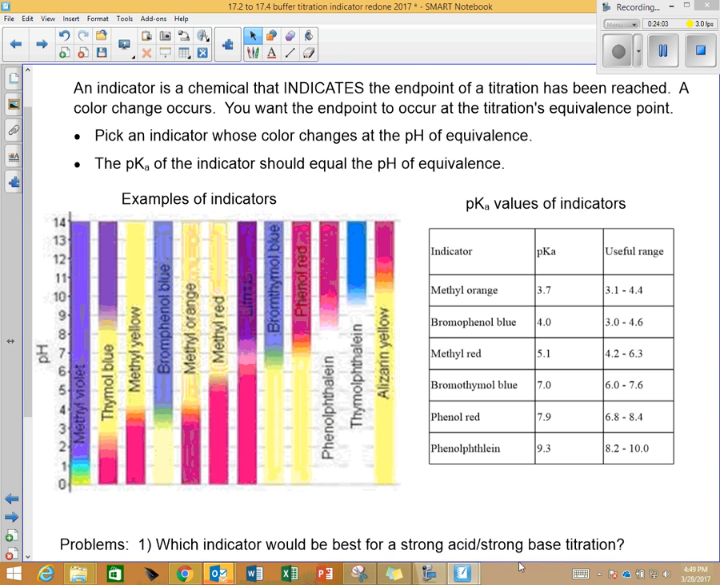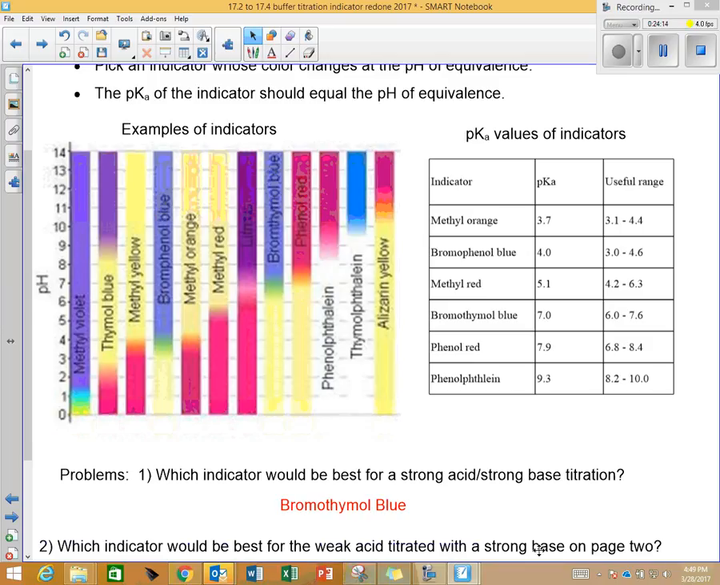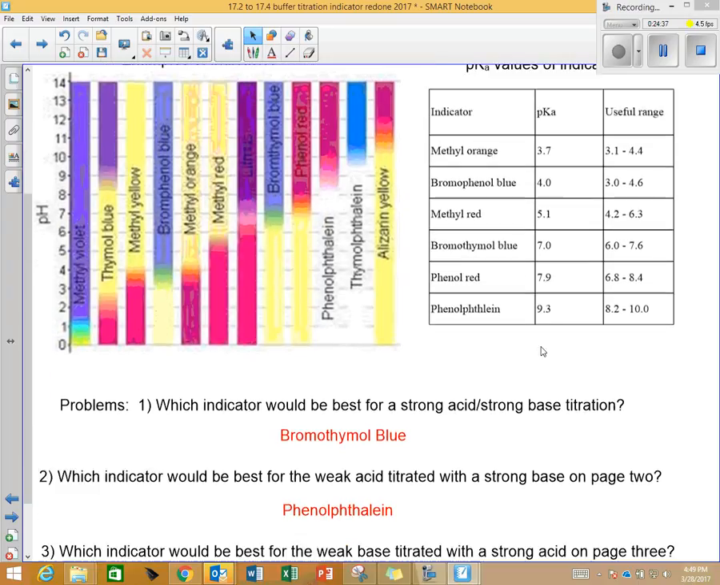So if you have a strong acid, strong base, remember pH 7. So we would pick bromothymol blue. Weak acid, strong base, the pH should be acidic or basic? Basic. So we want something that's basic. 9.3 looks pretty good. You might say phenol red. It really depends on the base that you have, the weak base, and how strong or weak that weak base is. But phenolphthalein should be good because we need a basic pH if we're titrating a weak acid with a strong base. This is on the earlier pages, these notes.